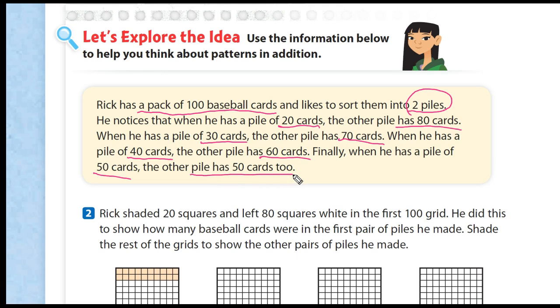Have you noticed that 20 plus 80 is 100, 30 plus 70 is 100, 40 plus 60 is 100 as well, and 50 plus 50 is 100.